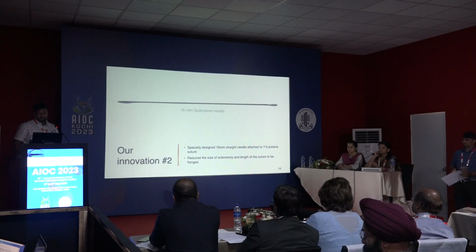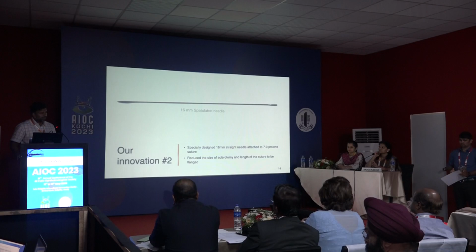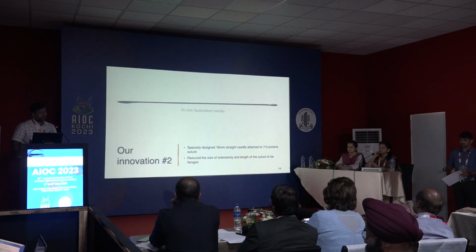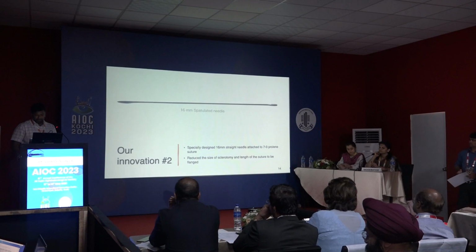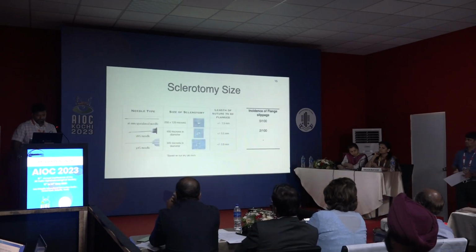The second is that we initially started with a 26 gauge needle, then moved on to a 30 gauge needle, and now we use a spatulated needle. This is a 16 mm needle which we designed, attached to a 7-0 Prolene suture, to reduce the size of the sclerotomy and the amount of suture to be flanged as well.